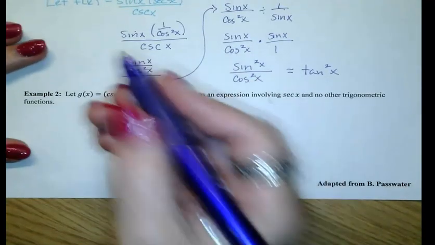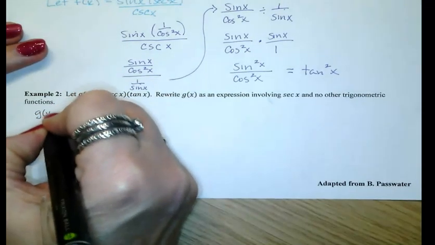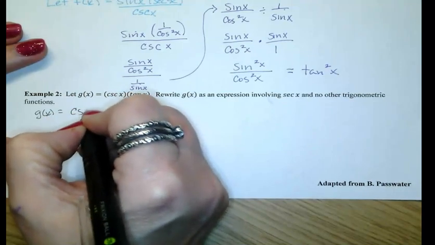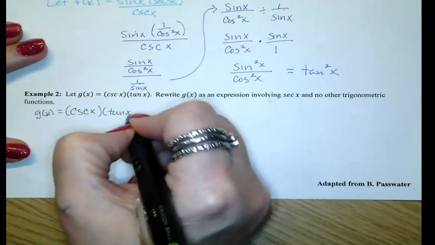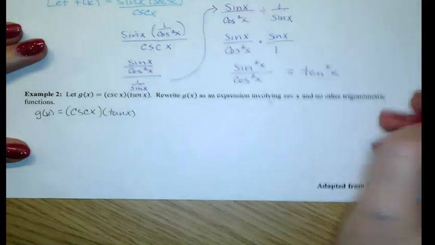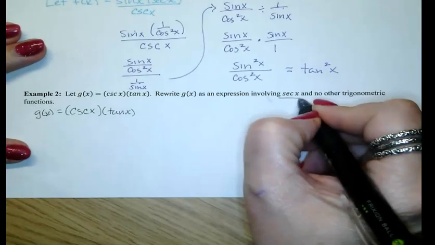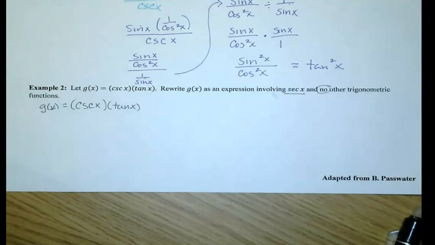All right, example 2. So we have g of x equals cosecant x times tan x. And it asks us to rewrite g of x as an expression involving secant x and no other trig values. So when I'm finished, I need to have a secant x.